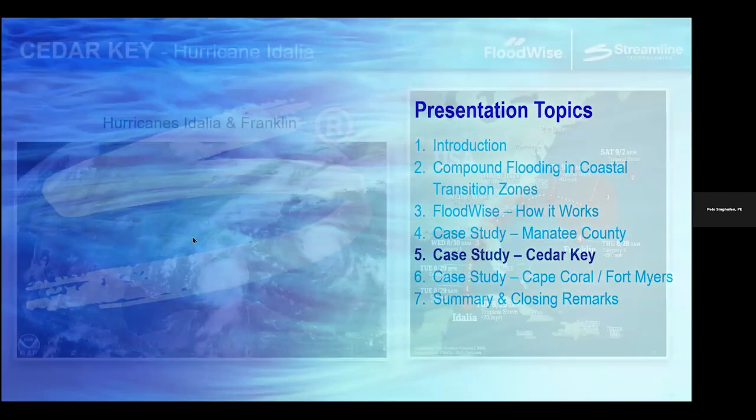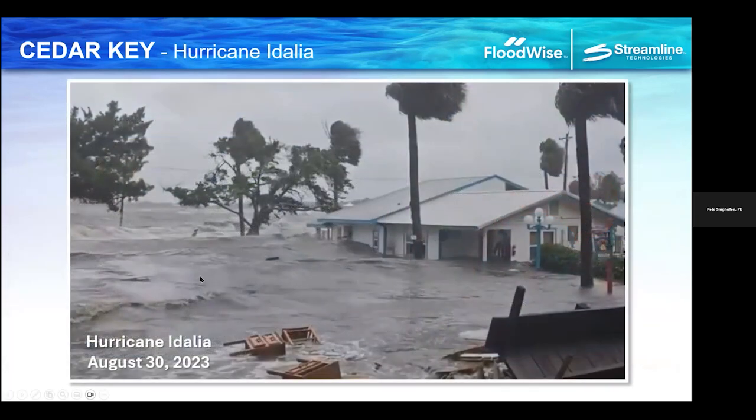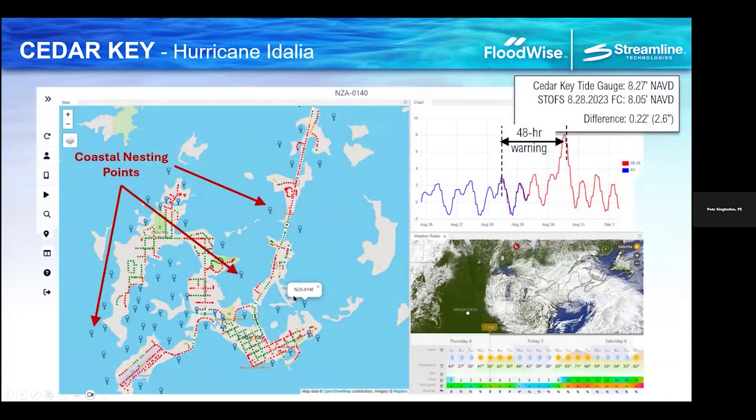Another case study, Cedar Key. This was after Hurricane Idalia. I say Hurricanes Idalia and Franklin. Franklin is out here in the Atlantic. Idalia was running up the coast of Florida, and this was the path of it, and it made landfall in the Big Bend area. The right side of the storm is where the highest surge was, which is where Cedar Key was located. And this is just a photograph during the storm, August 30th. Pretty good size surge event.